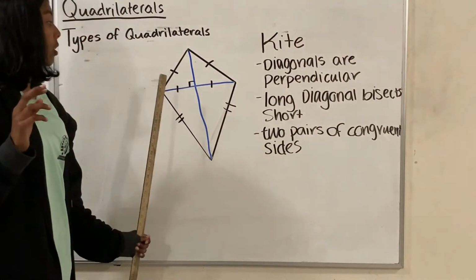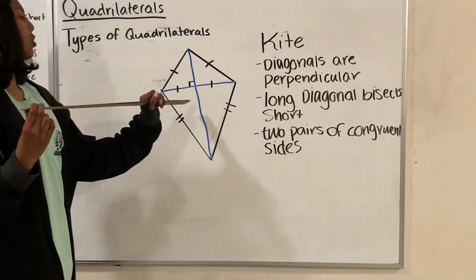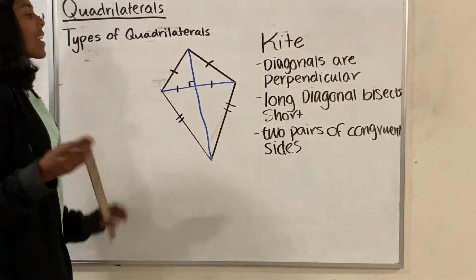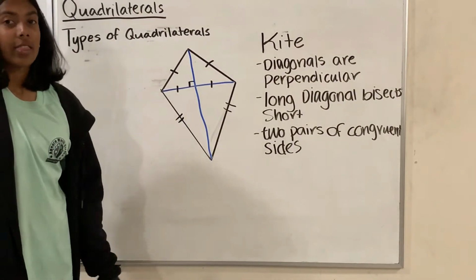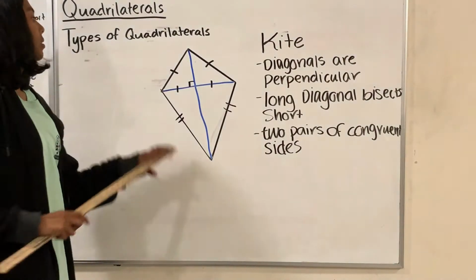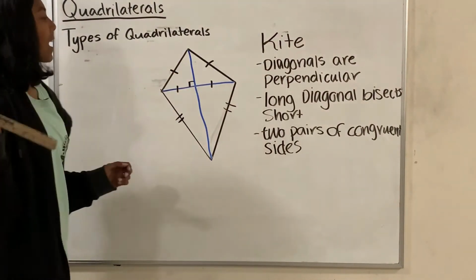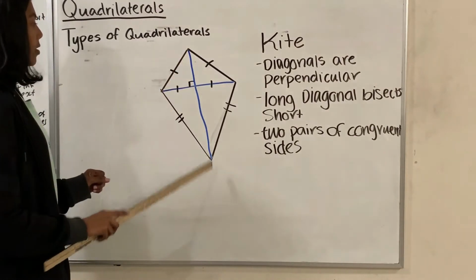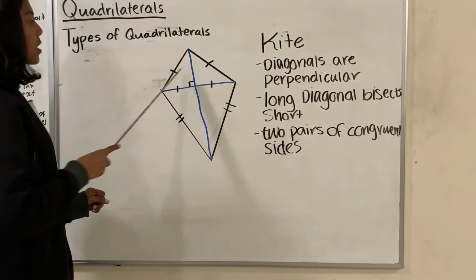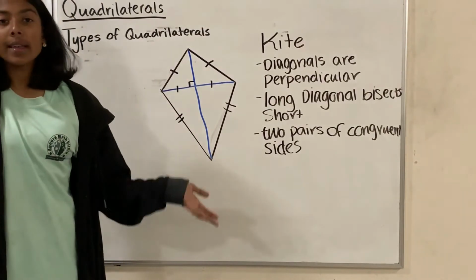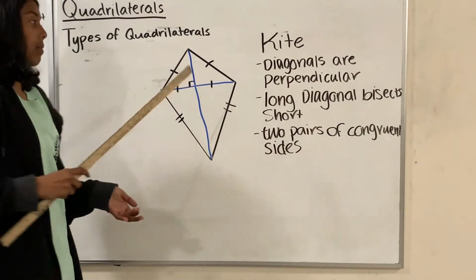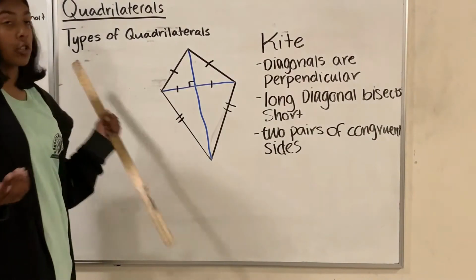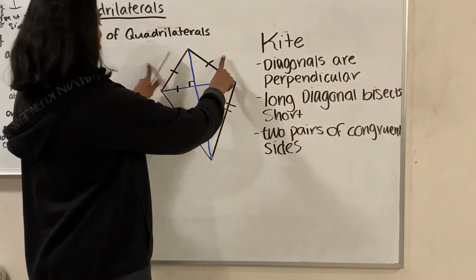And this is a picture of a kite. It also looks like a kite you fly because it's called a kite. Anyways, in a kite, the diagonals are perpendicular. That means they form 4 right angles. And the long diagonal bisects the short one. So you see this is a long diagonal, and this short diagonal is bisected. As you can see, you might think that the long diagonal also gets bisected, but the picture shows that it's not going to be bisected. And there are 2 pairs of congruent sides. Our congruent sides are these 2 and these 2.